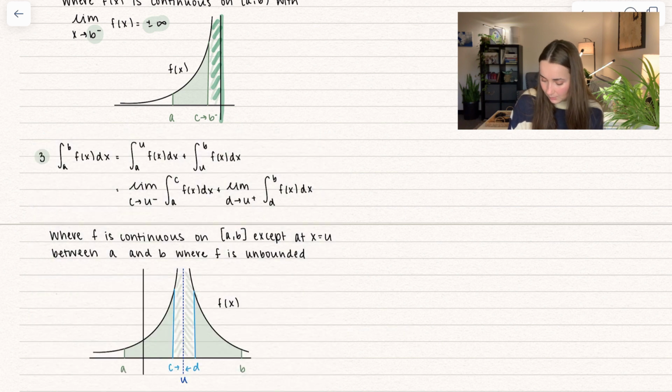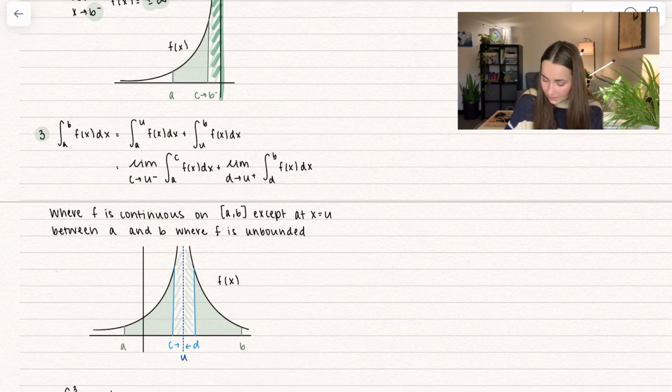There's one other type, and you can probably guess it. This is going to be where our function is undefined somewhere between our bounds. So here we have the integral from a to b, and what happens is we have some undefined value in between a and b. So I labeled it u, for undefined, or something else, I don't know. And here what we have to do is replace both of them.